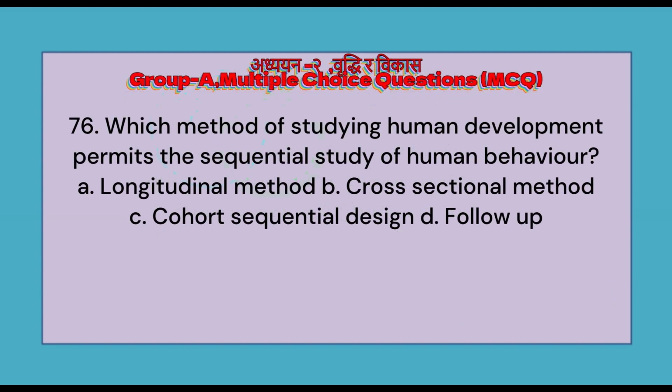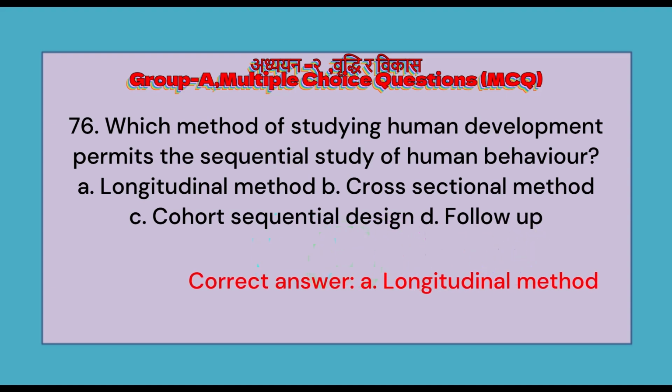76. Which method of studying human development permits the sequential study of human behavior? A. Longitudinal method, B. Cross-sectional method, C. Cohort sequential design, D. Follow-up. Correct answer: A. Longitudinal method.